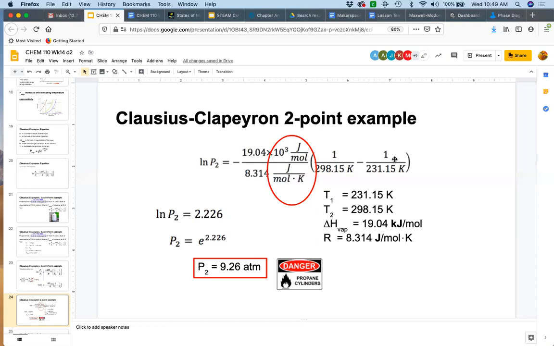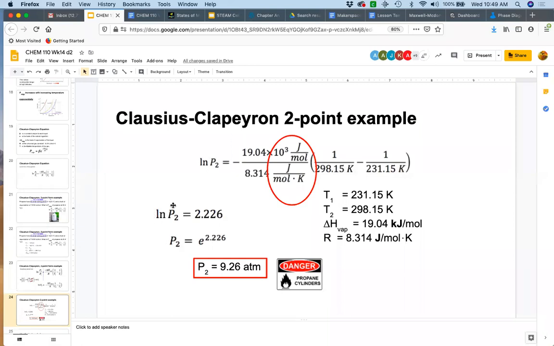Okay, so I double checked my math on my calculator and I did get 2.226. Remember, I have this negative sign for a reason. It should cancel with the negative that results from this equation. So I should have a positive number here. It should be a positive number.